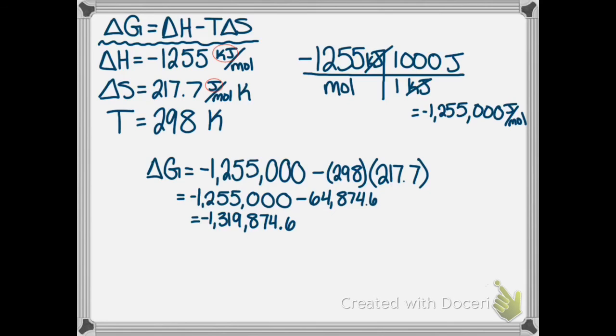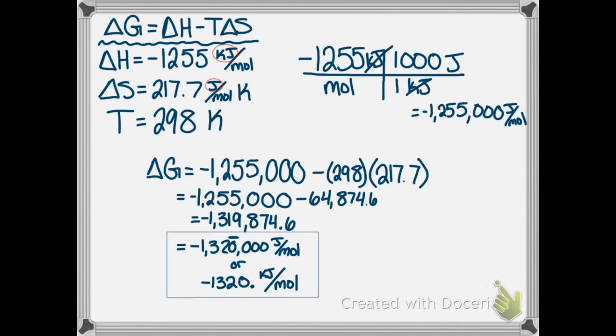Now, I know what you're thinking. We got to convert to significant figures, so let's figure out those. If we look at our problem, delta S and delta H have 4 significant figures, so let's convert to 4 significant figures. So we're going to round to negative 1,320,000 joules per mole, or if you want kilojoules per mole, it is negative 1,320 kilojoules per mole. Remember that decimal point after the 0 means that 0 counts for the significant figures.